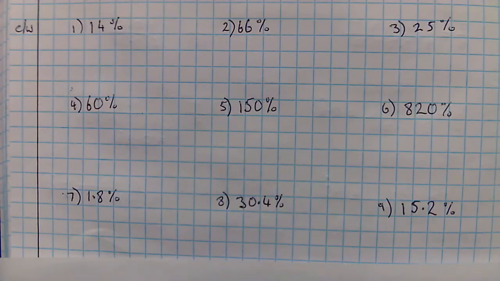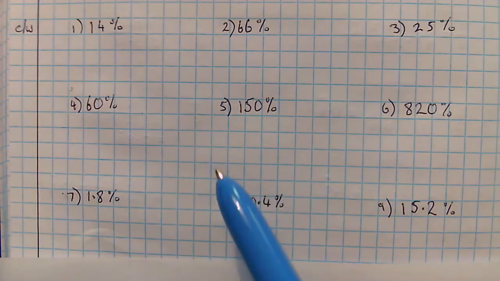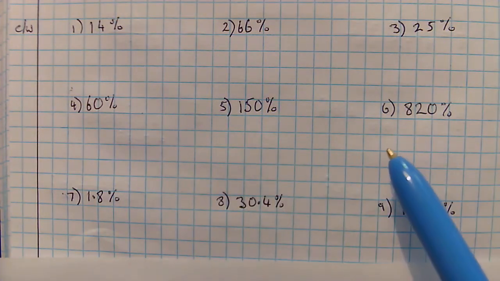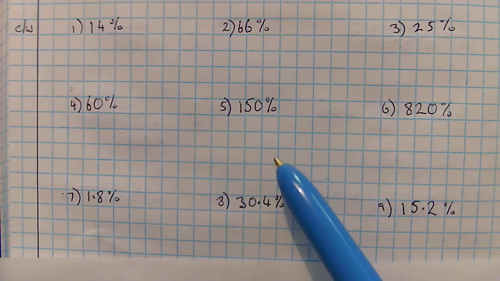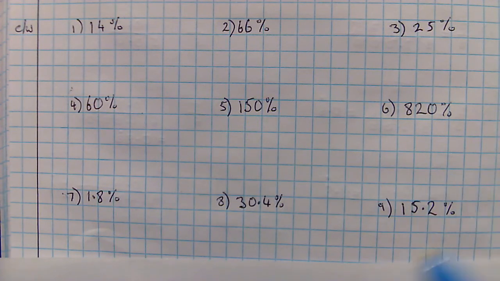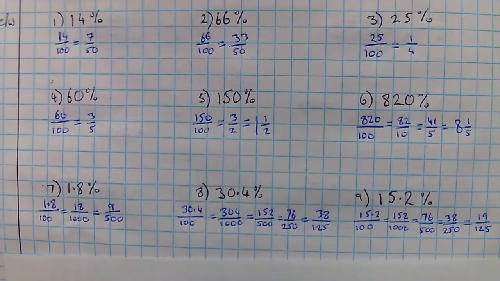Okay, so here are 9 questions. Questions 1 to 4 are fairly simple standard questions. Questions 5 and 6, they're more than 100%. I'd like you to give those answers as mixed numbers, please, so with a whole number part and with a fraction part. Questions 7, 8 and 9, you are going to need to put them as a decimal within a fraction, multiply by 10 to give them a fraction out of 1,000, and then simplify. Okay, pause the video now, give them a go, and then we'll mark our work.